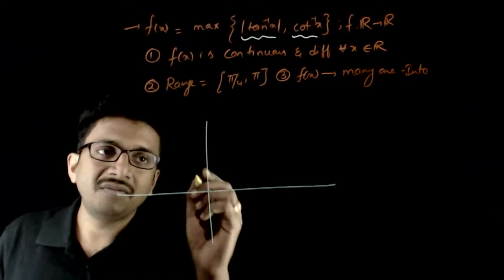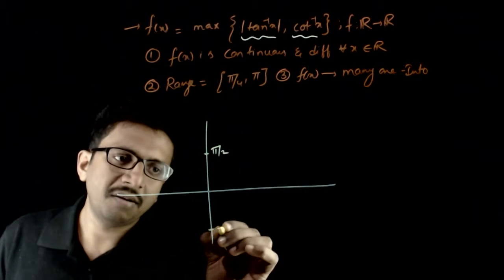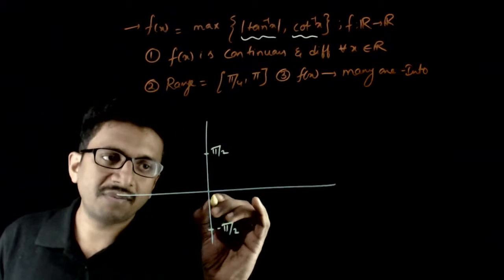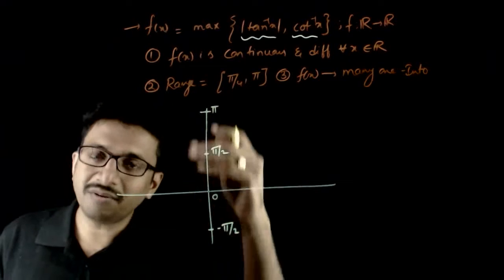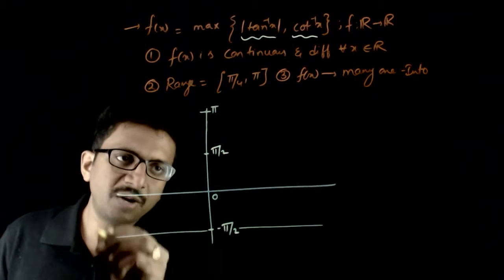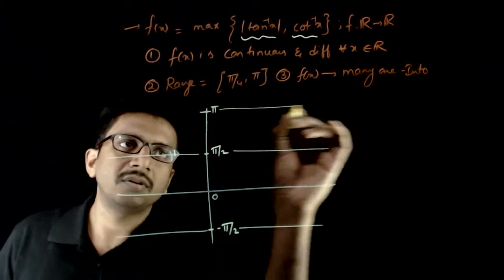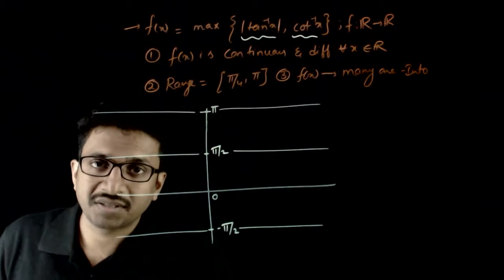So tan inverse x is defined between plus pi by 2 and minus pi by 2, and cot inverse x is defined between 0 and pi in terms of the y-axis. So let us try to plot the graph of mod tan inverse x and cot inverse x.